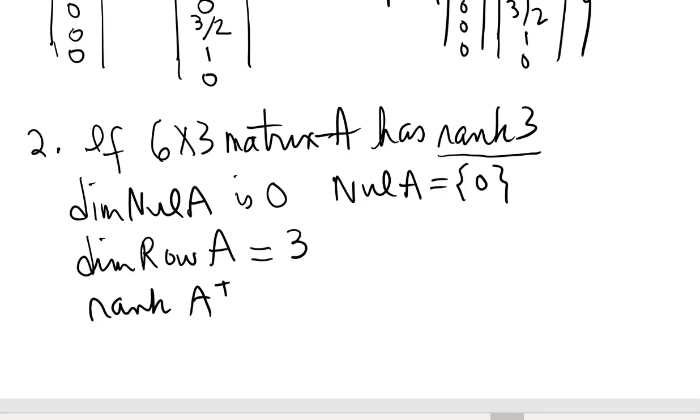There should be 3 non-zero rows in the echelon form of A. If we look at the rows of A as vectors, those are exactly the same as the columns of A transpose. And since there are 3 non-zero rows, there's going to be 3 pivot columns in A transpose. So the rank of A transpose is 3. And again, it's because 3 pivots in A. And that comes from the rank of 3.